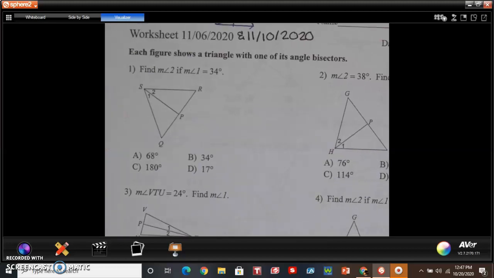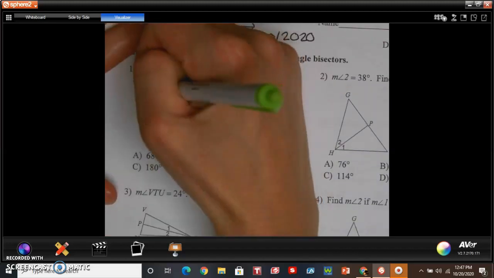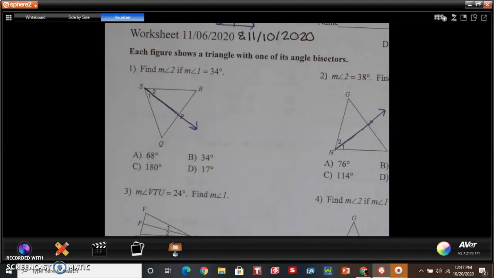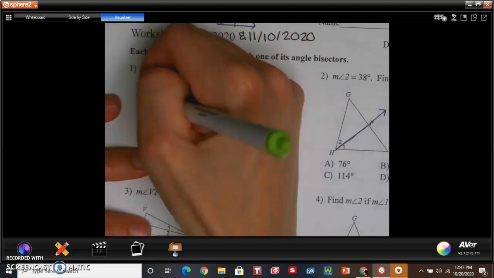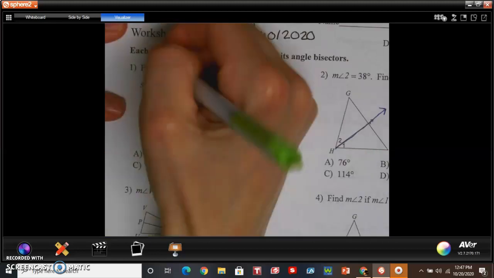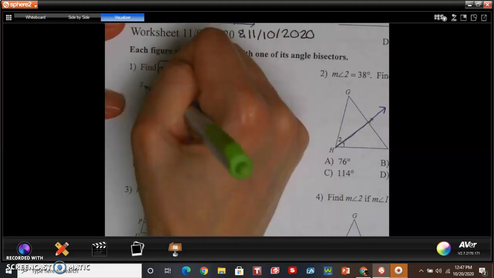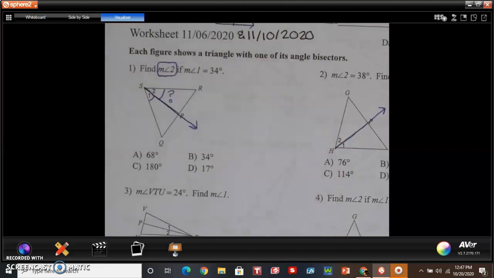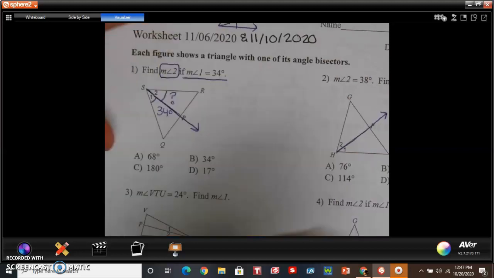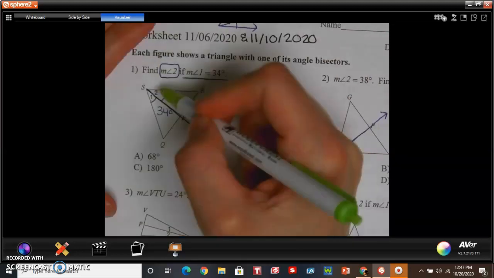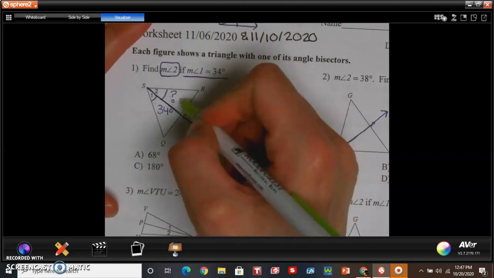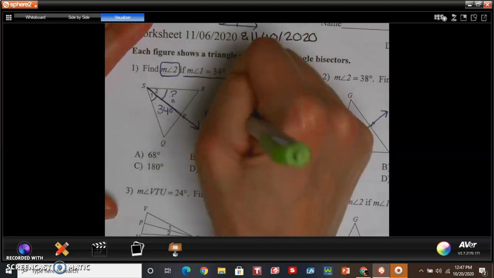So starting with number 1, just to let you know, everything leading out to P is an angle bisector, okay? And if it's an angle bisector, that means that these angles are going to be the same. So they want us to find the measure of angle 2. Here's what we want to know. Here's what we know. We know the measure of angle 1 is 34 degrees. Now remember, I just told you this is an angle bisector, meaning these are the same. So if this one's 34, then angle 2 is also 34.